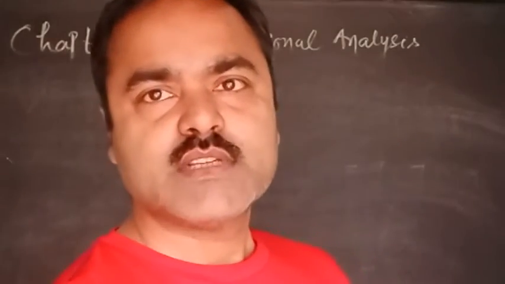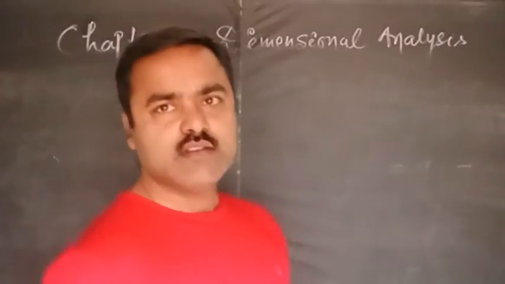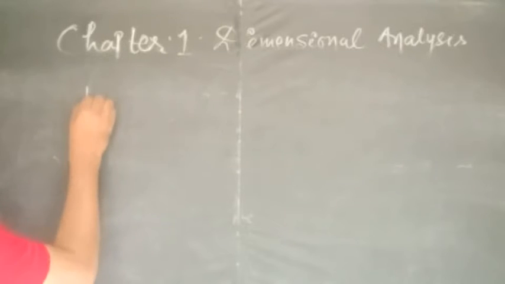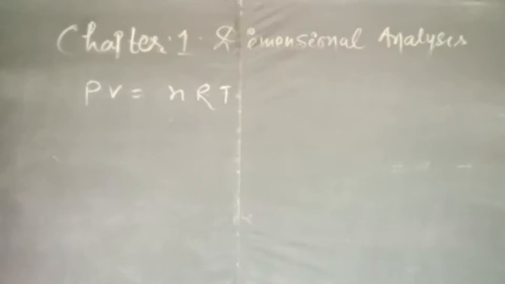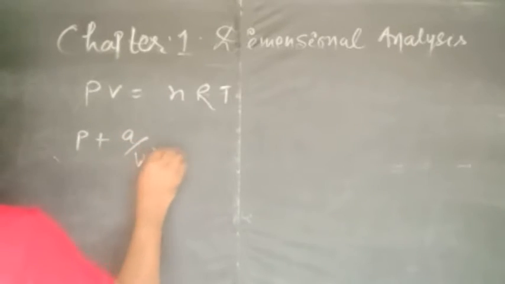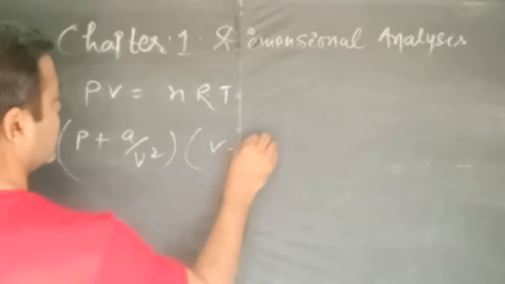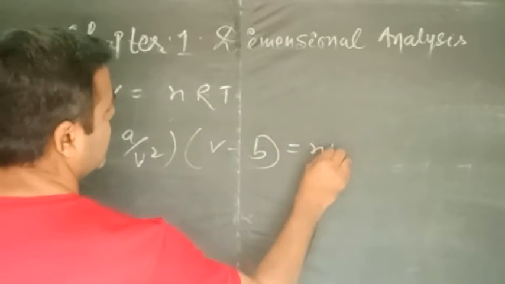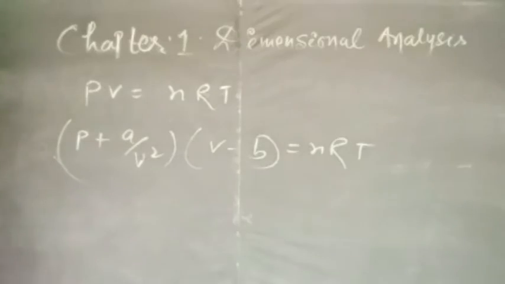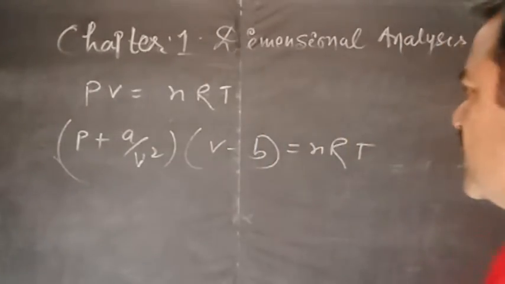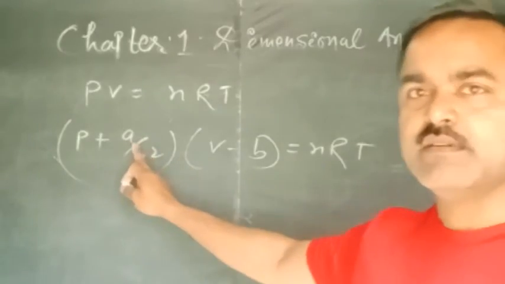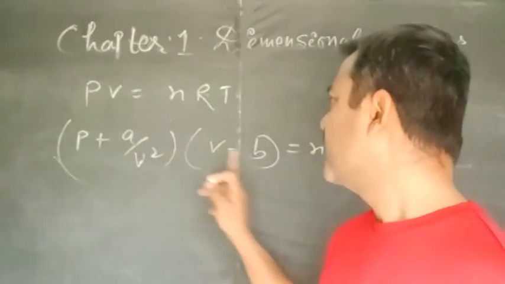One question I am taking here as an example. See, PV equals nRT. This is the gas equation, and if we take it like this, P plus A upon V square into V minus B equals nRT. This is known as the van der Waals equation, and here we have to find the dimensional formula of A and B.